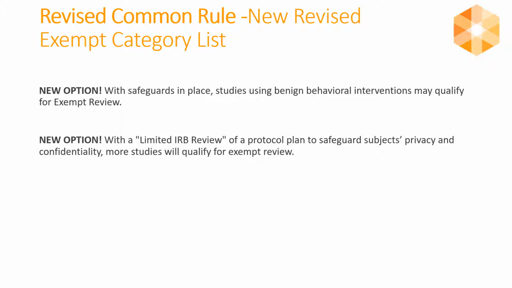So this covers the secondary research use of identifiable private information or identifiable biospecimens originally obtained for non-research purposes or for research other than the current proposal. And then there are different requirements that must be satisfied within that, which you can review within the different resources I have mentioned.